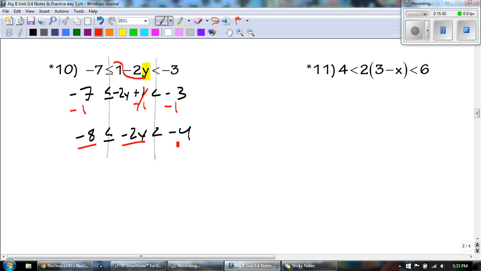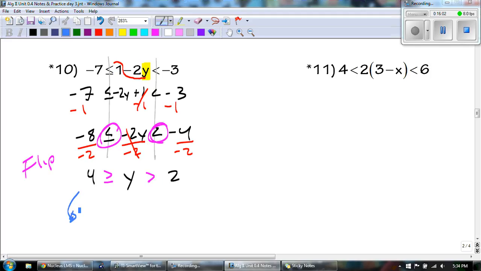To get the y by itself, I divide all three sides by a negative 2, which is 4y and then 2, and the thing that I didn't write down yet, good, I divided by negative, so I have to flip the signs. Okay, they're not in the proper order, so I'm going to rewrite them. 2 less than y less than or equal to 4.